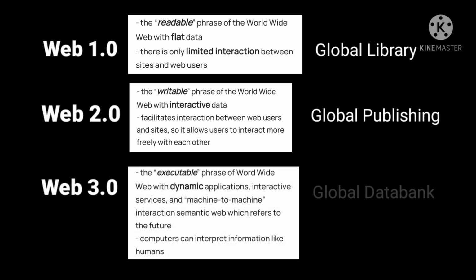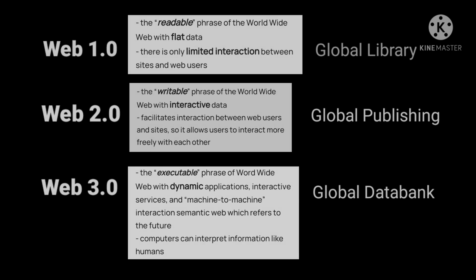Web 3.0 is the executable phrase of World Wide Web with dynamic applications, interactive services, and machine-to-machine interaction. Web 3.0 is a semantic web which refers to the future. In Web 3.0, computers can interpret information like humans and intelligently generate and distribute useful content tailored to the needs of users. One example of Web 3.0 is TiVo, a digital video recorder. Its recording program can search the web and read what it finds to you based on your preferences.